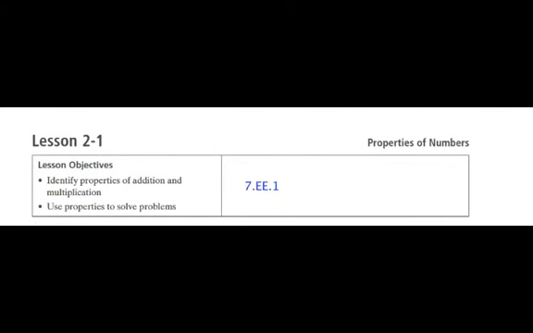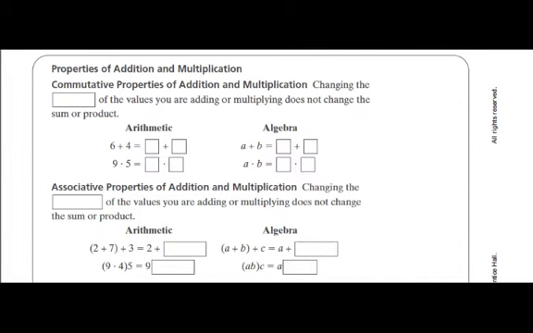Today's lesson is properties of numbers. This lesson is an introductory lesson to the Common Core Standard of 7EE1. The first property we're going to look at is commutative properties of addition and multiplication.